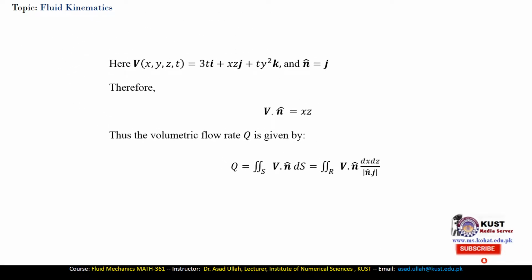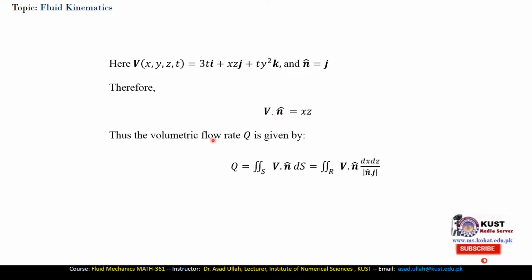Here we have the velocity vector v that is given by this equation, and the normal to the surface is equal to the unit normal along the y direction. So in the dot product, the velocity vector v and the unit normal n is equal to xz. The remaining terms in the dot product are equal to 0. So we get j dot j is equal to 1 and we get just xz.